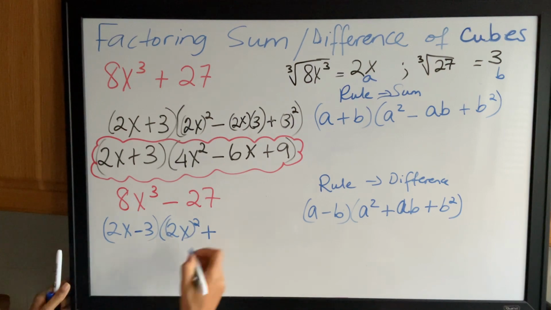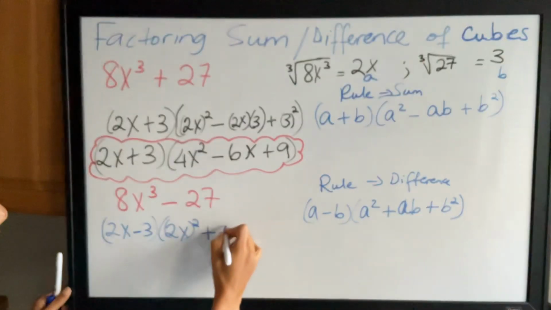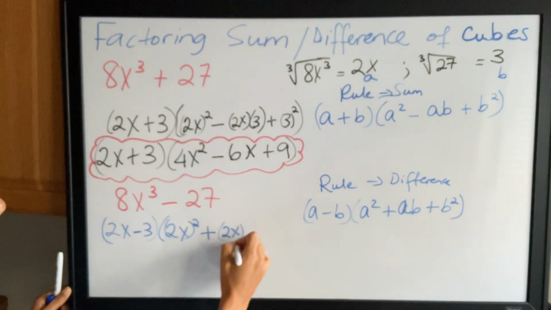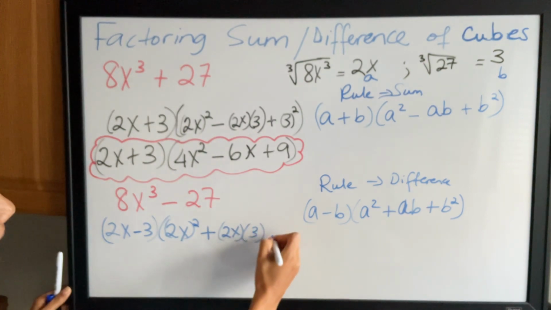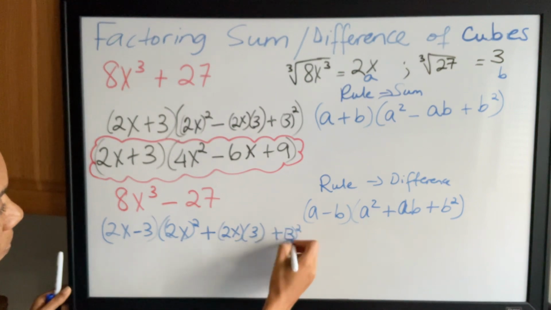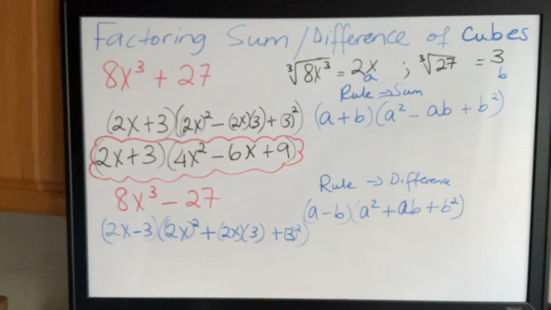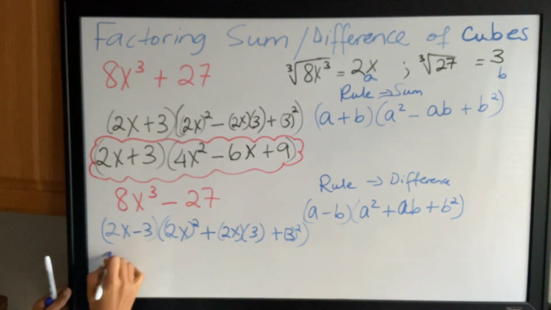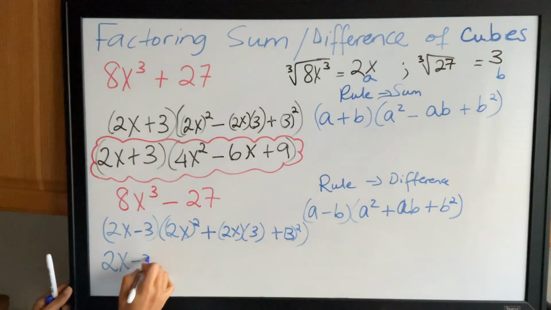This is going to be a plus, and you have a, which is a 2x times the 3, and so also you have your plus 3 to the second power. All right, and close that. Now let's put this together. So now your final answer is going to be 2x minus 3.